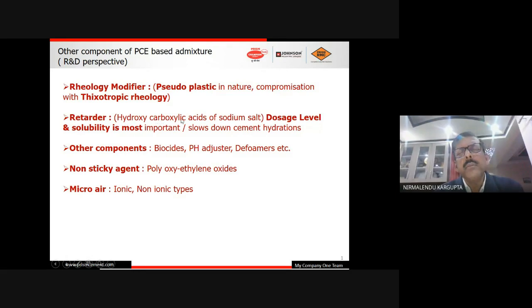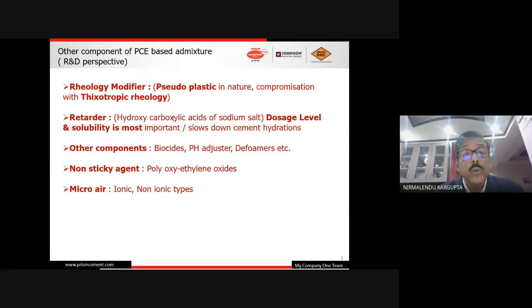There may be many salts like sodium tartrate, sodium citrate, citric acid. These are all organic acids. These are all hydroxycarboxylic acids, in which you will find a hydroxyl group in one place and a carboxyl group in the other. So it is called hydroxycarboxylic acid of sodium salt: sodium citrate, sodium tartrate, sodium gluconate.